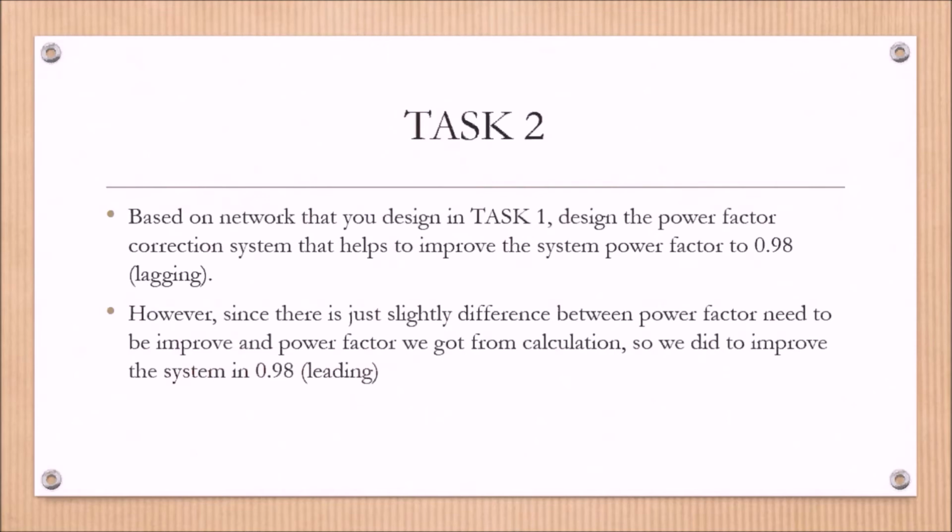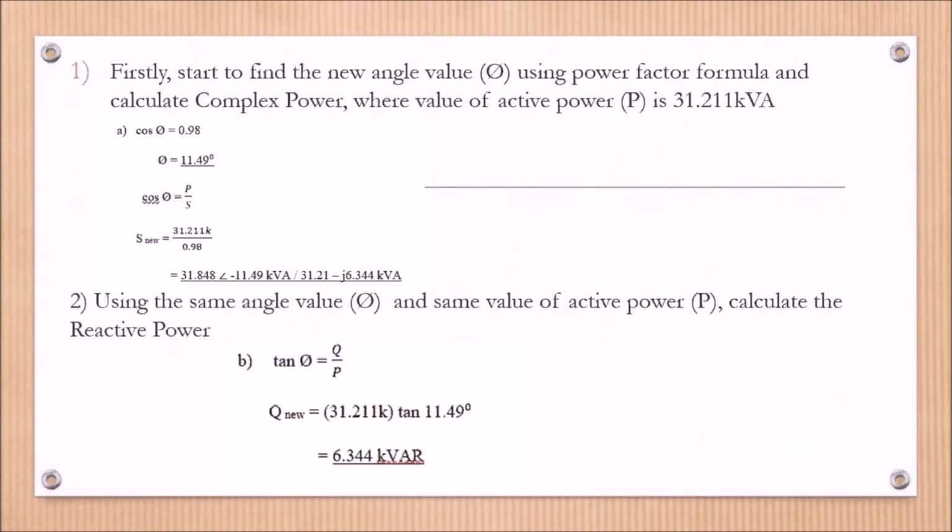Task 2 is to do power factor correction. In this case, however, since there is just a slight difference between the angle of the power factor that needs to be improved and the power factor we got from calculation, we decided to improve the system by using 0.98 leading.